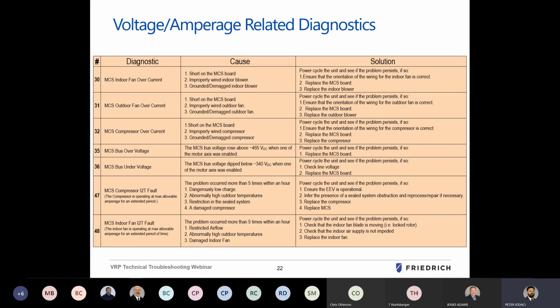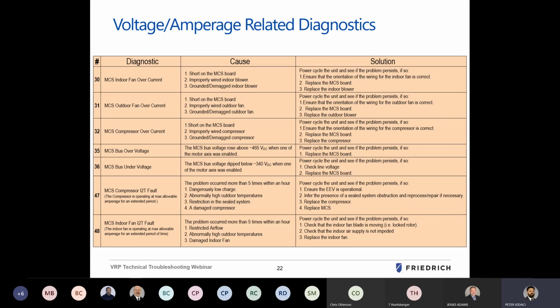Error code 36 is a code that sometimes populates when you first turn the unit on. What happens is sometimes the MCS bus voltage isn't fully charged before it engages one of the motors, and you might get a false code 36. This code should clear after a couple of minutes.